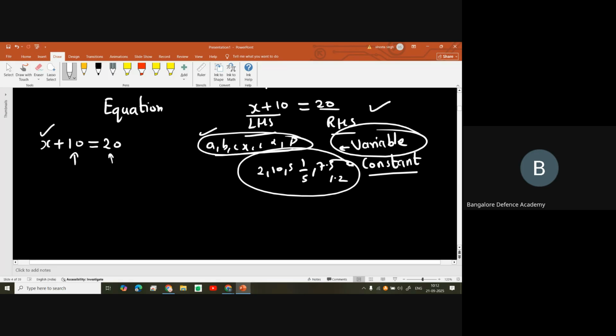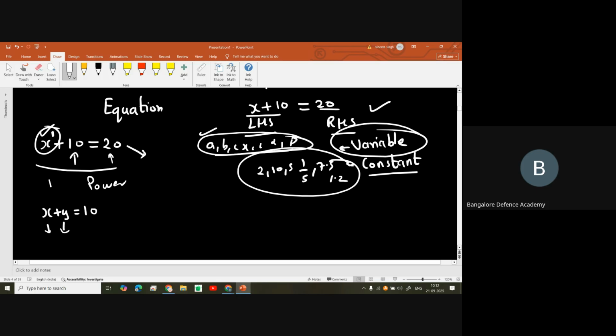If I ask how many variables you have in this equation, you have one variable. Now look at the power. This is x to the power of 1. So I will call this equation an equation with one variable. Sometimes you have seen equations like x plus y is equal to 10. Now this is two variables.